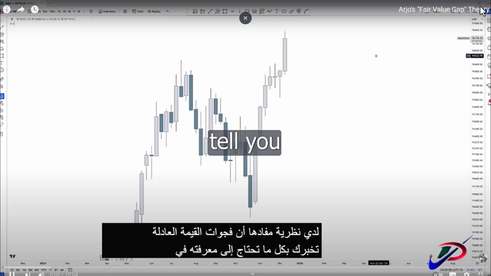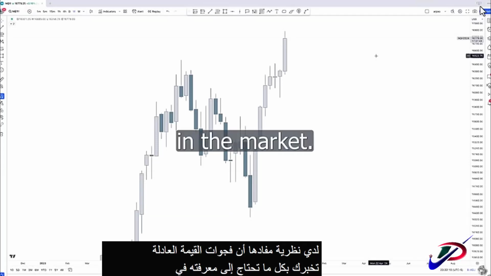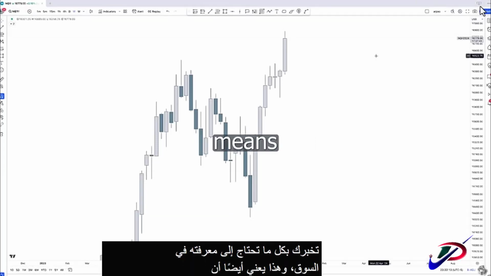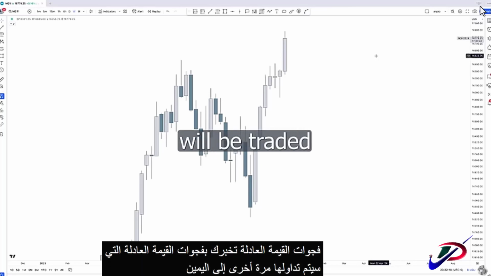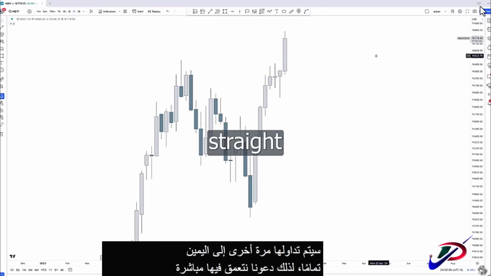That fair value gaps tell you everything you need to know in the market. So that also means that fair value gaps tell you which fair value gaps will be traded back into, right? Exactly. So let's dive straight into it.